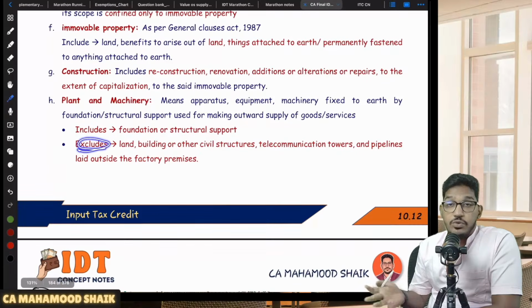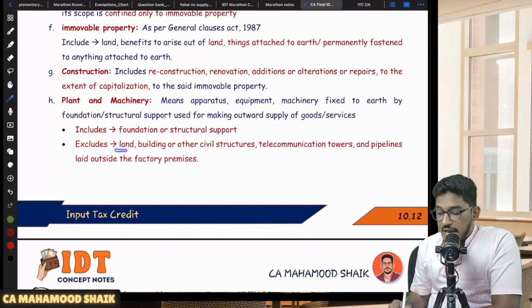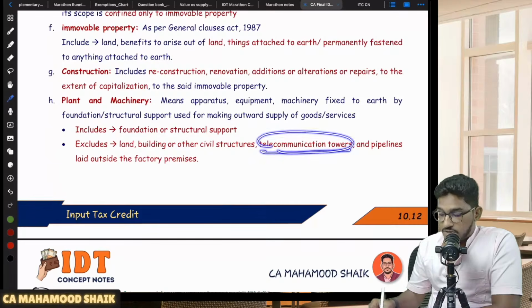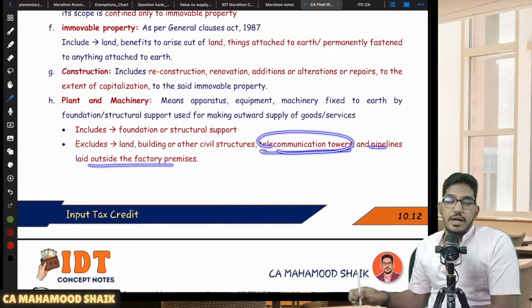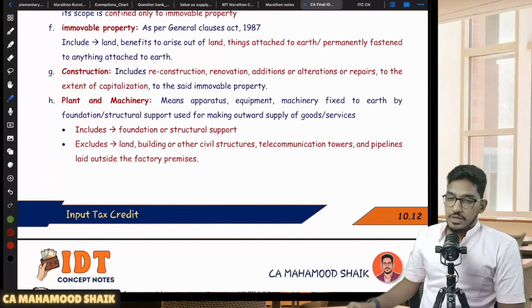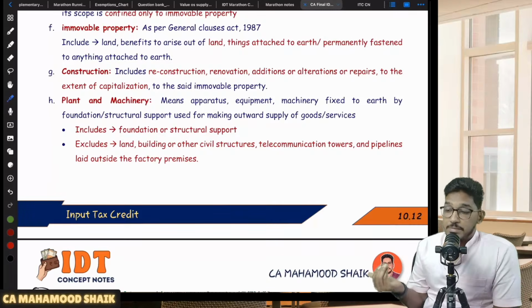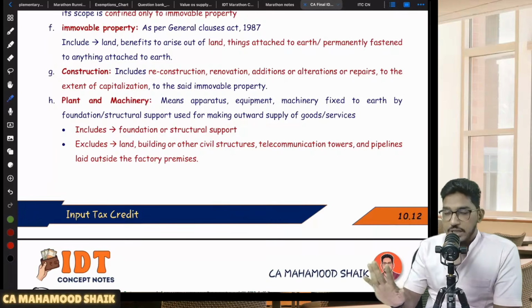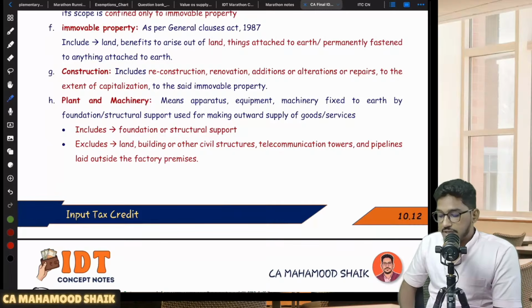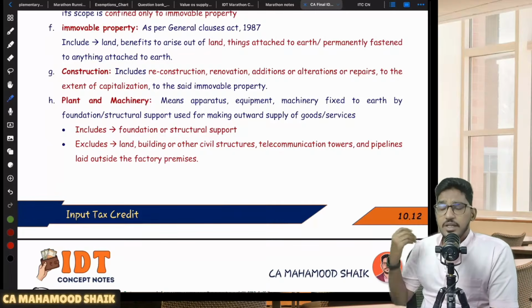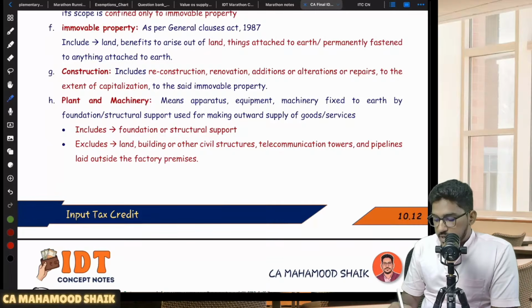But what is excluded from the plant and machinery definition? Land is excluded. Building is excluded. Other civil structures, telecommunication towers are not plant and machinery. Pipelines laid outside the factory premises are also not plant and machinery. That means pipelines laid inside the factory are plant and machinery, but pipelines laid outside the factory are not. So this exclusion part is very important.